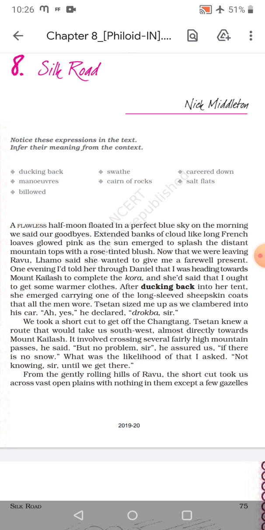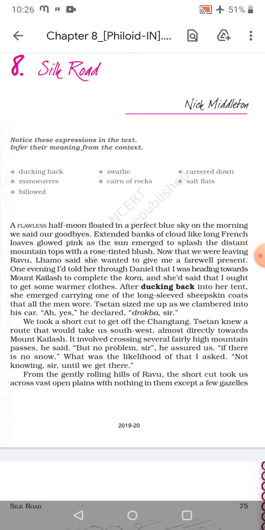So same thing was happening here also. One evening I had told her through Daniel that I was heading towards Mount Kailash to complete the Kora. So he remembers the writer that yes, one day through Daniel, the other person who traveled part of the time with the author, he was also there with the author. So through him, the writer must have told this lady that I am going to Mount Kailash to complete Kora.